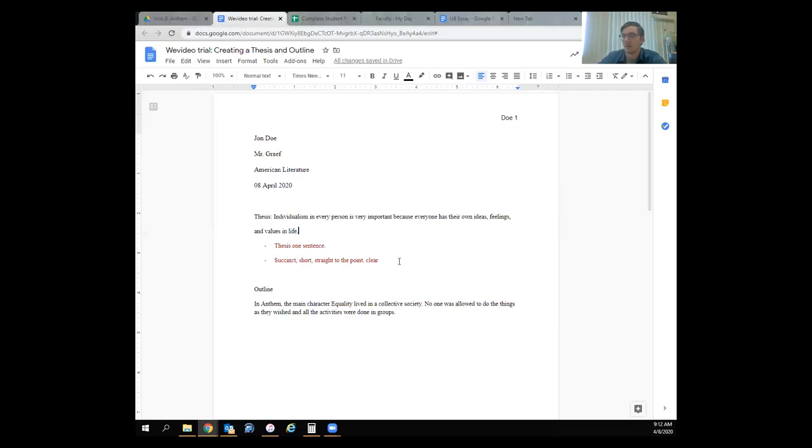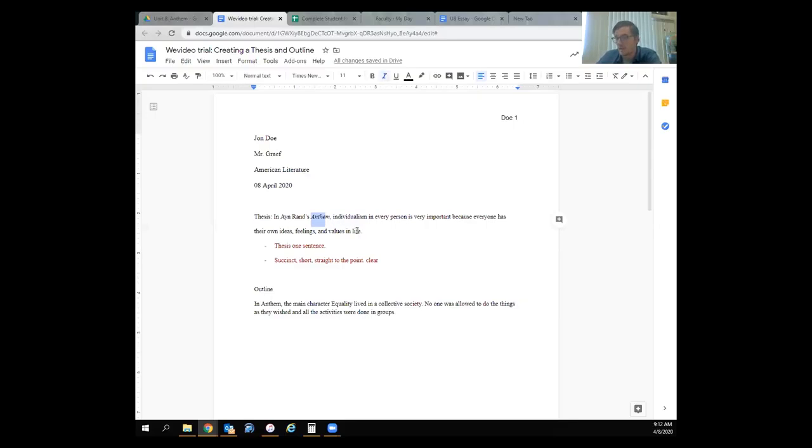However, our essay is about Anthem the book, and this thesis doesn't mention Anthem. We might say something like this: In Ayn Rand's Anthem, individualism in every person is very important because everyone has their own ideas, feelings, and values in life. So now we're off to a better start because we've clarified what book we're talking about when we speak about individualism. Are we talking about Anthem, or are you talking about Hunger Games? Obviously, we're talking about Anthem, so we should clarify that.